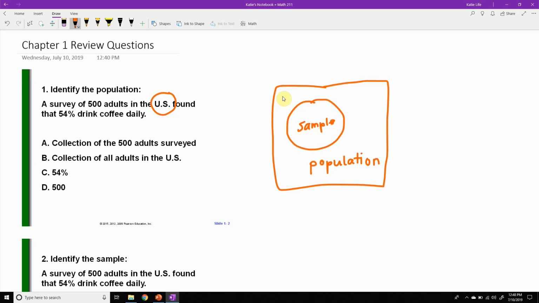So that's pretty much the situation that we have here. I want to figure out something about maybe the coffee drinking habits of people in the United States. Well, I can't ask everybody in the United States, so I ask 500 adults. Clearly those 500 people are not everybody in the U.S. So in this situation, the population is everybody in the United States, not just those 500 people that I asked. So the answer here has to be B, collection of all adults in the U.S.